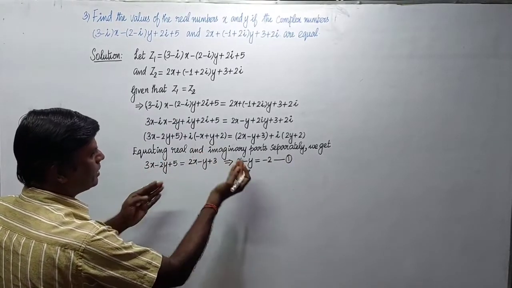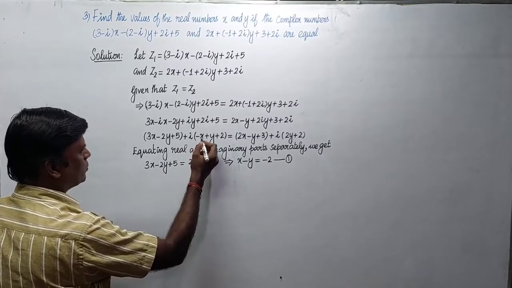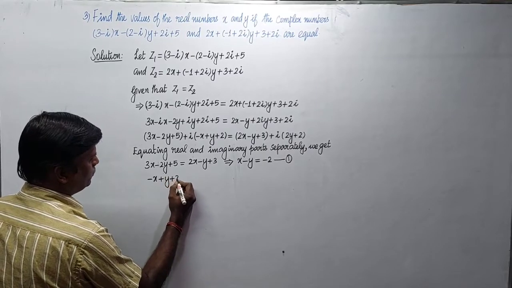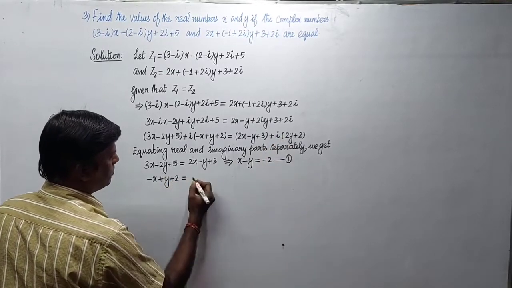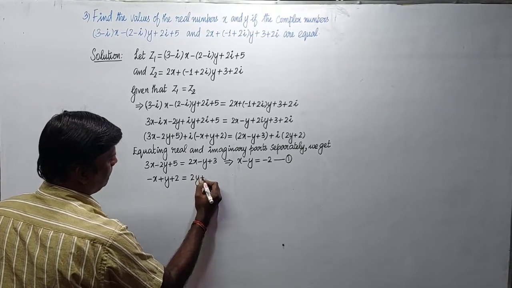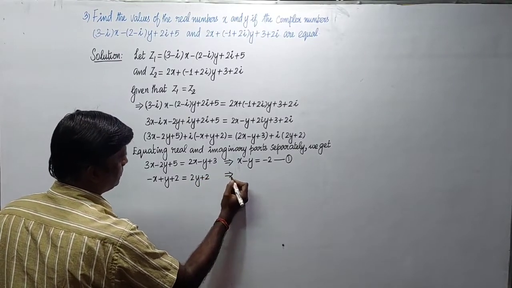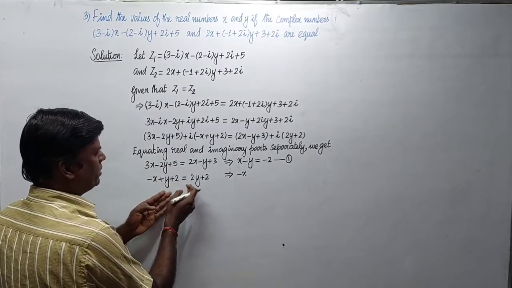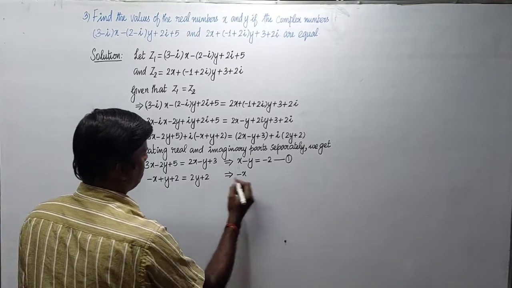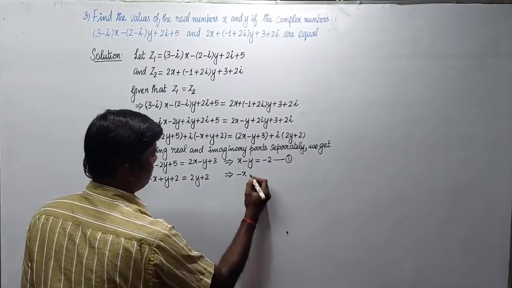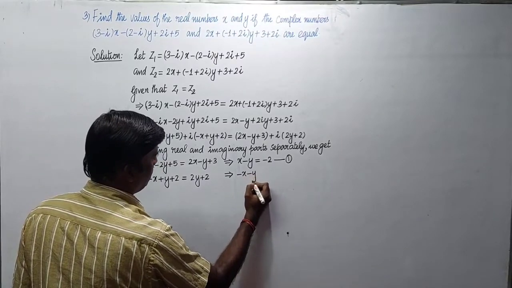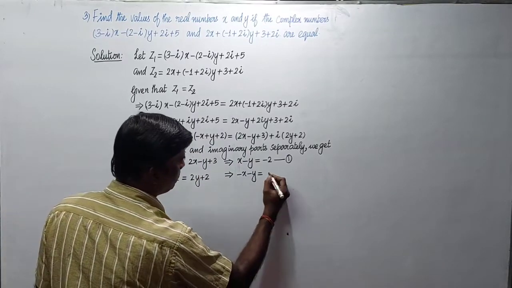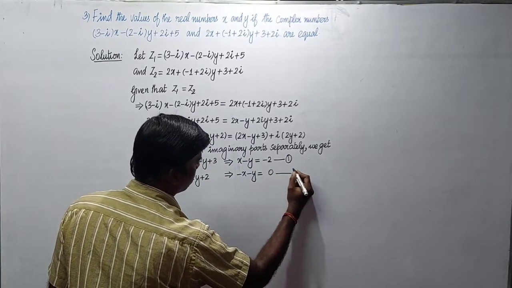Now equate the imaginary parts on both sides. So the imaginary part on the left hand side is minus x plus y plus 2 is equal to the imaginary part on the right hand side, 2y plus 2. So this gives, when we bring this 2y to the left hand side, we get y minus 2y, we get minus y is equal to, bring the 2 to the right hand side, we get 2 minus 2, 0.